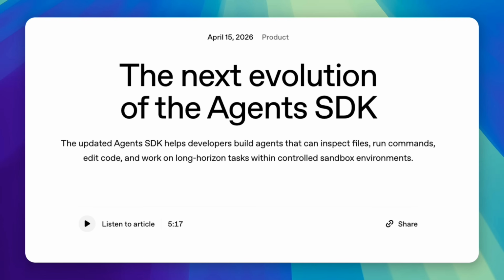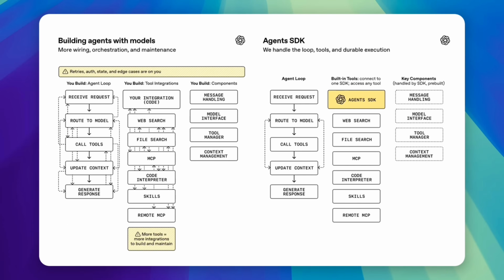OpenAI just updated its Agents SDK with 2 new additions, a more capable harness, and a native sandbox execution. Before this update, even if your agent logic was working, you still had to build all the infrastructure around it yourself.